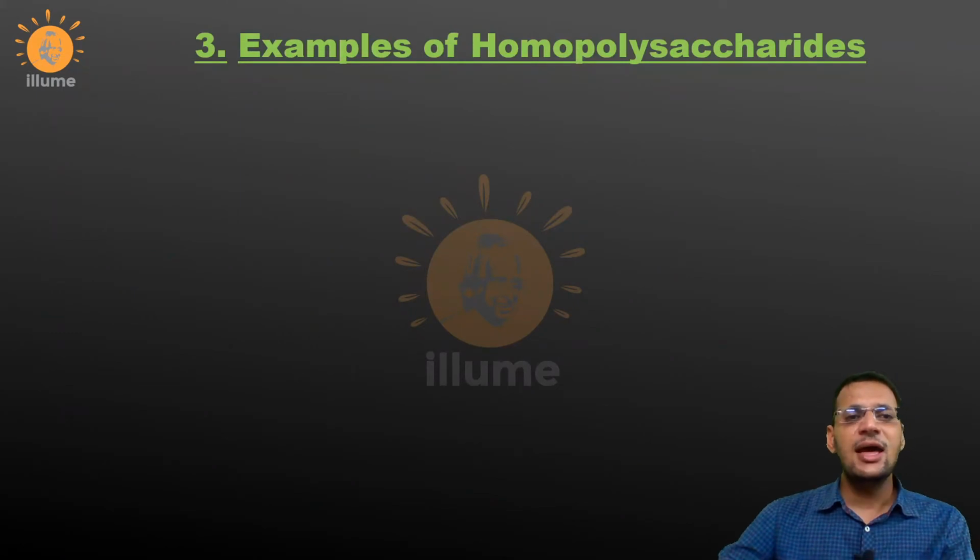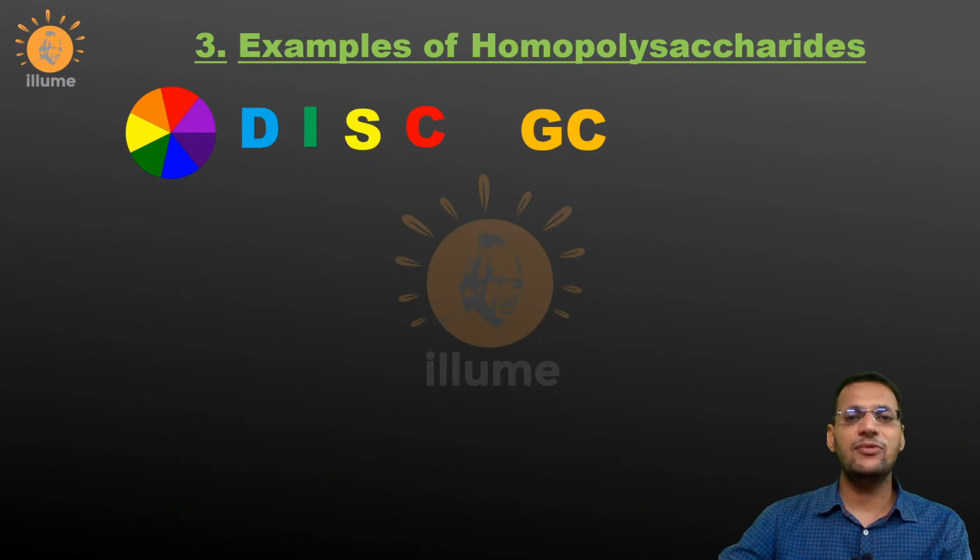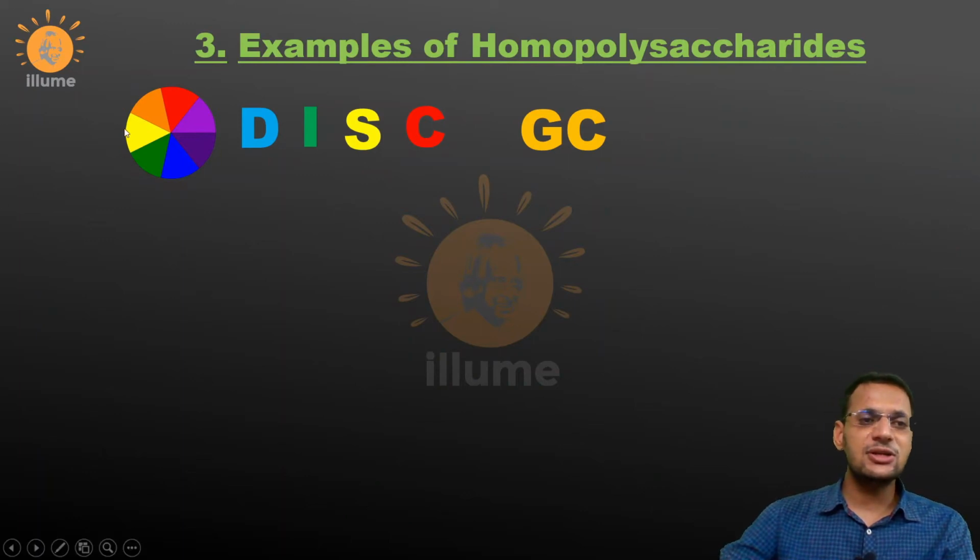Next mnemonic would help us to remember the examples of homopolysaccharides. In the last video we discussed the mnemonic to remember the examples of heteropolysaccharides. Now to remember the examples of homopolysaccharides, just remember a single thing, DISC GC. What we have to remember? DISC GC. Now disc, what is disc? Disc is such a kind of structure as we know, a compact disc.